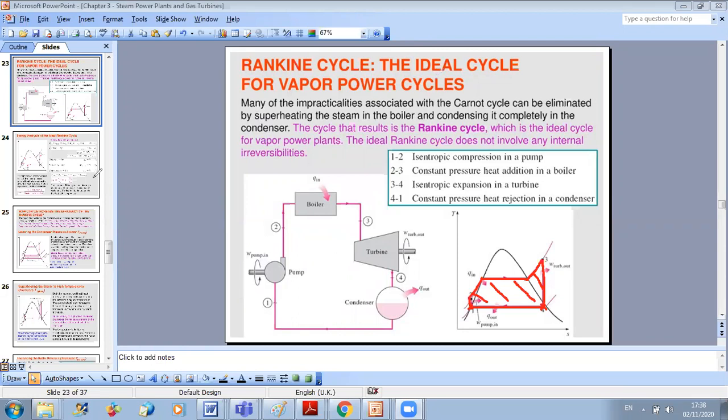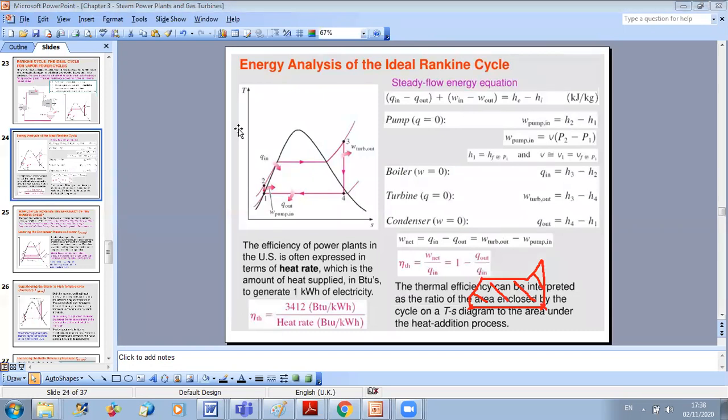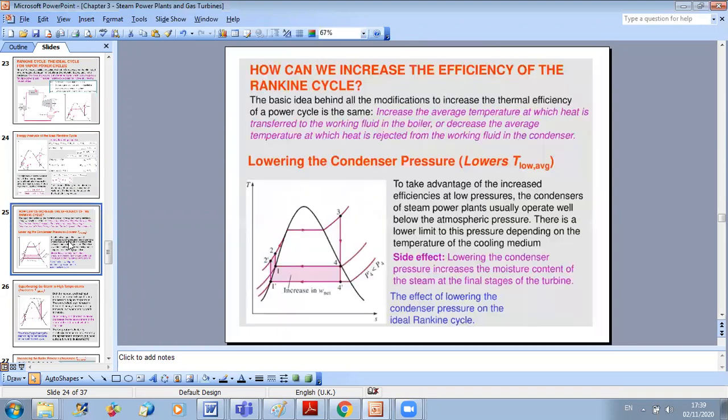Okay, so now if we continue, we did last time the analysis of how to calculate the efficiency of a Rankine cycle. Now we will see some strategies to increase the efficiency of this cycle. To start with, we can lower the condenser pressure or lower the temperature at the condenser. Here, as you can see, this is a comparison between 2 cycles. This is the first one, and this is the second one.